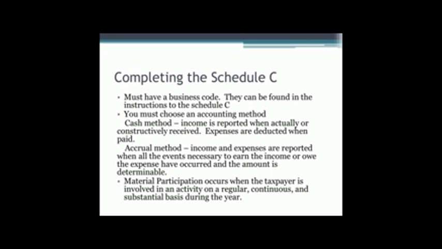Accrual method. Income and expenses are reported when all the events necessary to earn the income or owe the expense have occurred and the amount is determinable. You must also have material participation. This occurs when the taxpayer is involved in an activity on a regular, continuous, and substantial basis during the year.